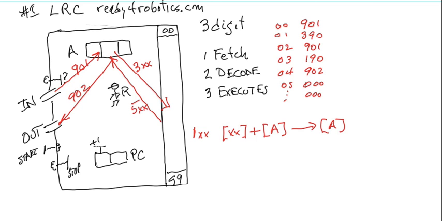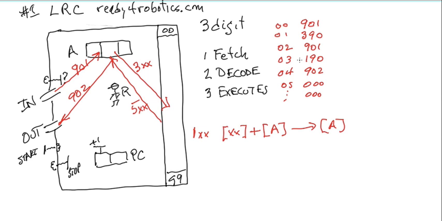In fact, when we initialize the computer, everything is 0. The PC is 0, the A is 0, and all the mailboxes are set to 0. But I'm going to then go in and put 901, 390, 901, 190, 902 in. Now, stop the video right now, and what do you think that program will do?